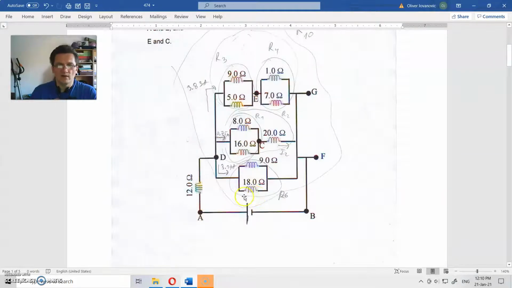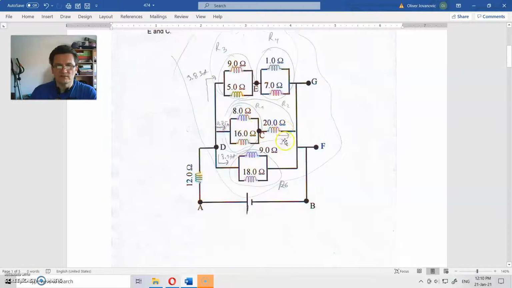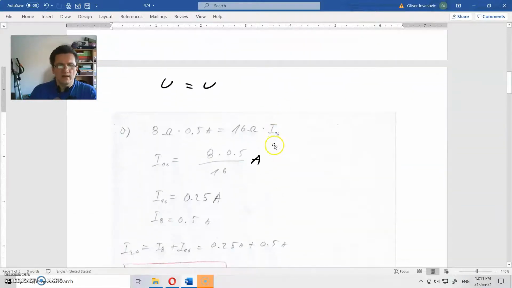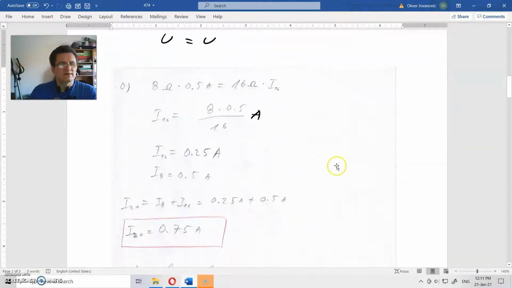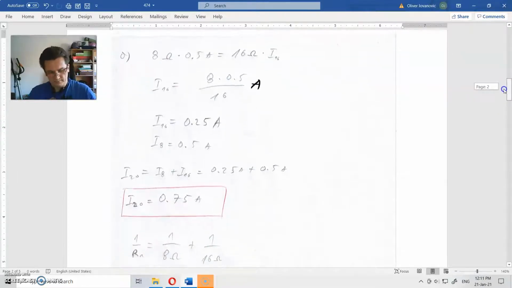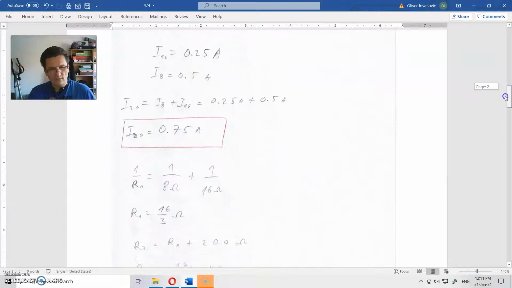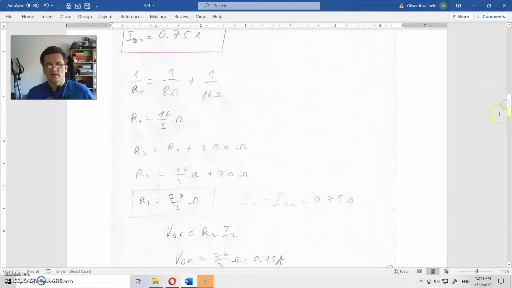So we have 0.25 through here and 0.5 through here, so they will meet here, and current in this branch here will be 0.75 amperes. We find something. Okay, let's move on. And now we start with the B. We need to solve everything else.